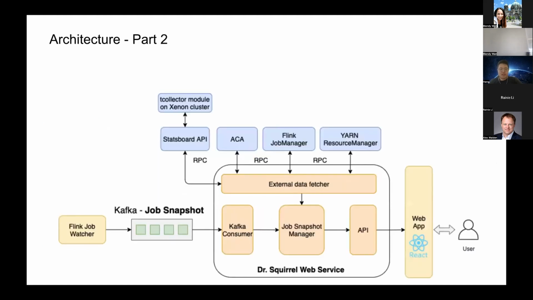The second part of Dr. Score is the web service. The web service consists of a Kafka consumer. It reads the job snapshot generated by the Flink job watcher, and it also pulls many other pieces of information, like from the metrics dashboard API, from ACA, from the Flink job manager, from the YARN resource managers, combines all the information we have and provides the latest job snapshot. The job snapshot is basically the data that we saw earlier on the UI. And the user can just go to the UI and see everything about these applications.